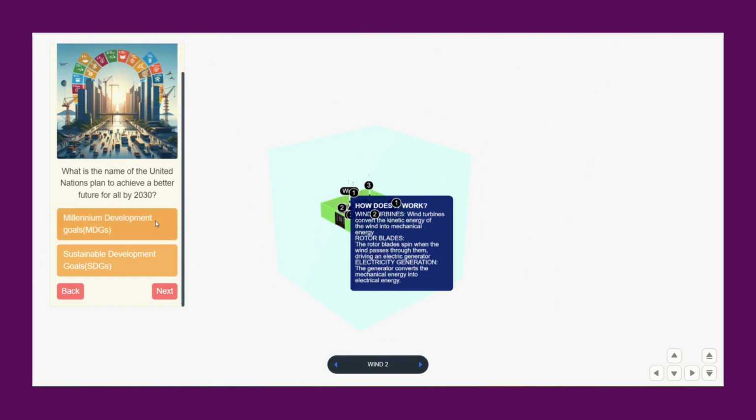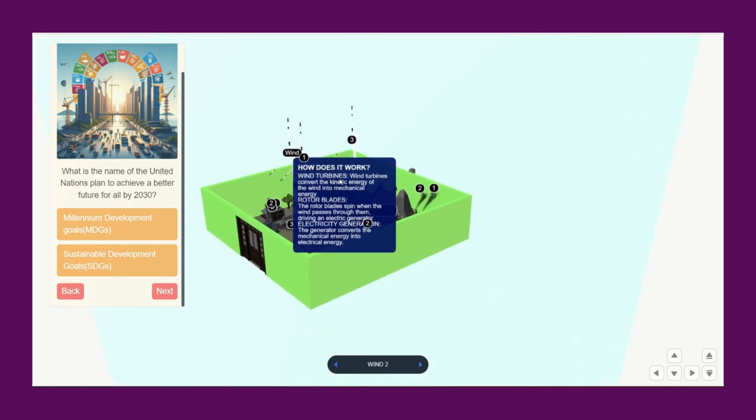announced plans to achieve a better future for all by 2030. Is it Millennium Development Goals, MDG, or Sustainable Development Goals? Obviously, by 2030, the United Nations wants to achieve this. That is nothing but Sustainable Development Goals.